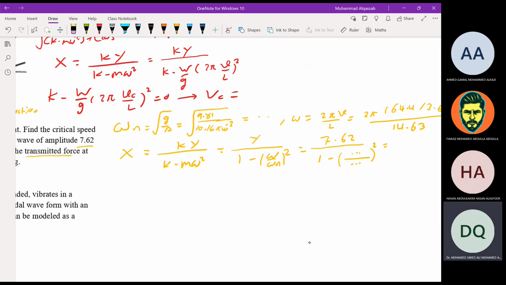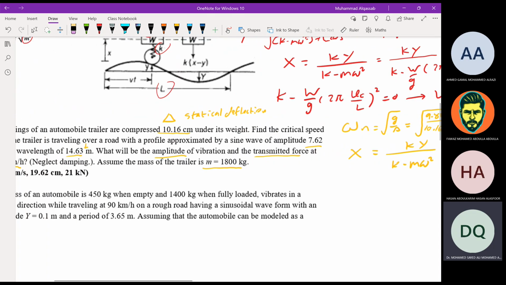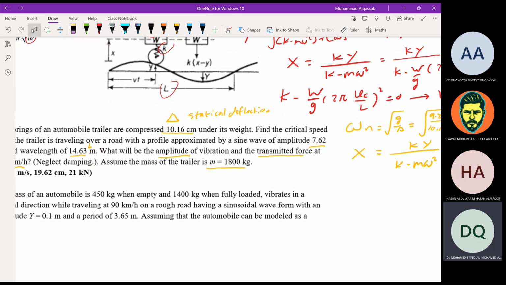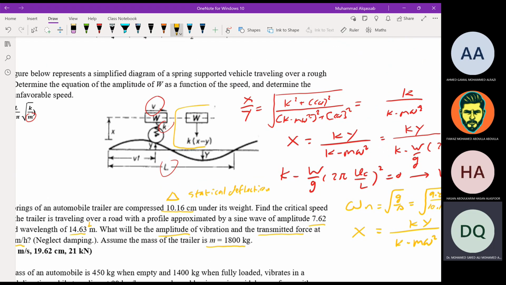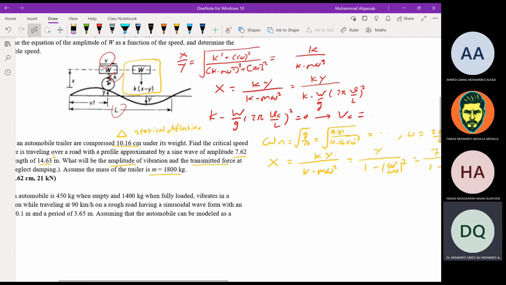we look first of all at the free body diagram. The free body diagram, in the case of base excitation, is the same as this problem. Okay, the free body diagram shows that the transmitted force is the spring force only, which is k(x minus y), which is z. So the transmitted force is kz.